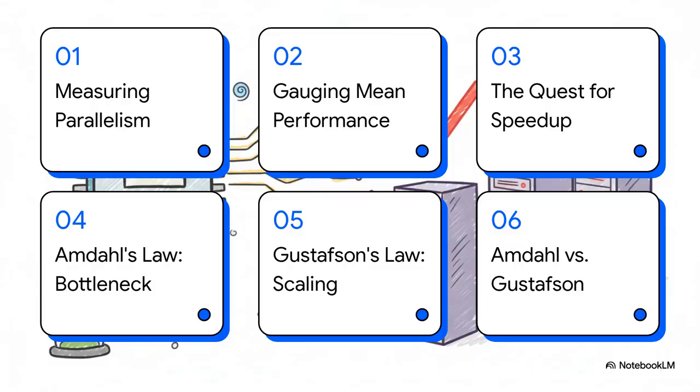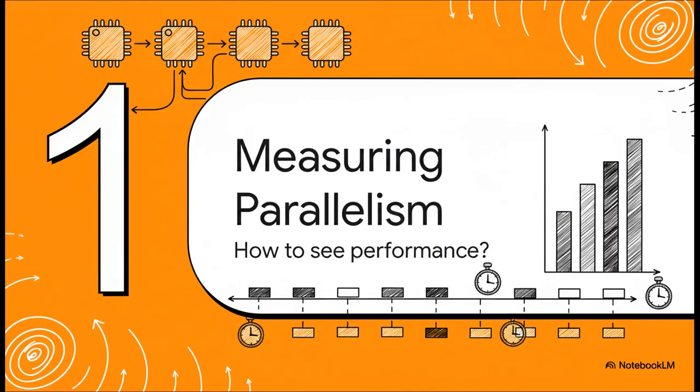To get to the bottom of this, we're going to take a little journey. We'll start with how we even measure this stuff, and then we'll get into the big leagues, two legendary laws of computing that give us two very different answers to our question. All right, first things first, measuring parallelism. Before we can talk about speed, we need a way to actually see what a program is doing. How is it spreading the work out across all those processors?